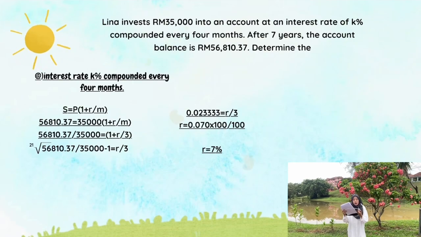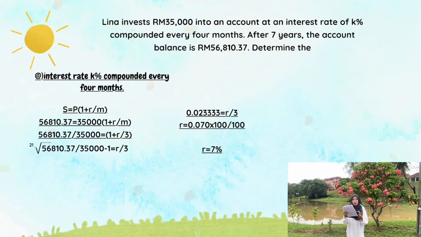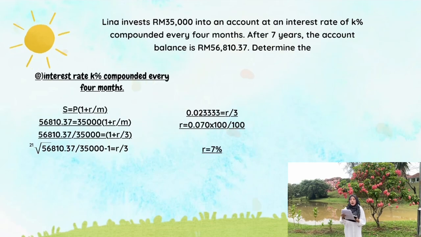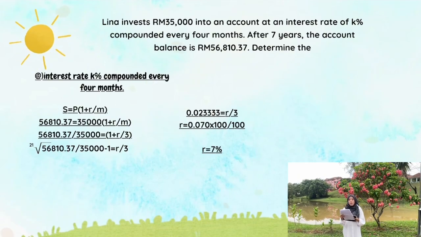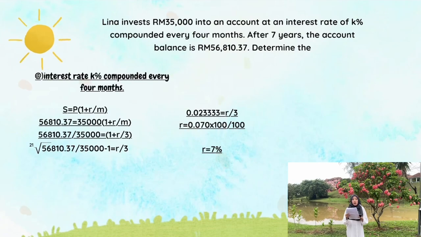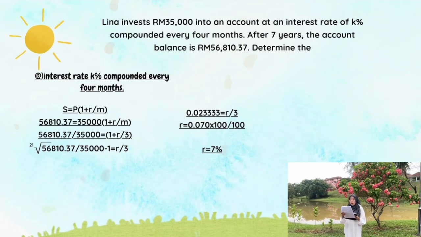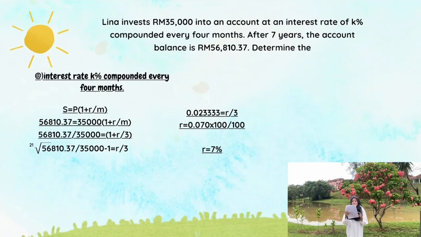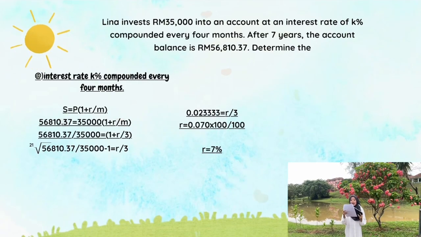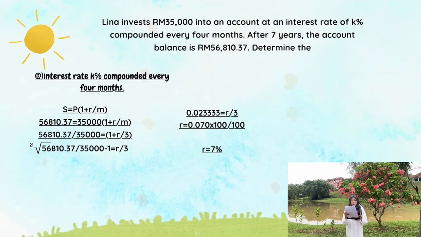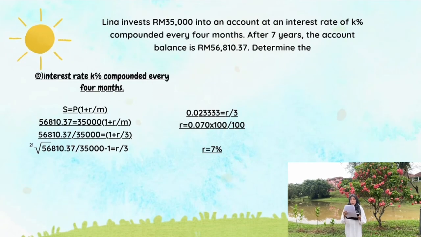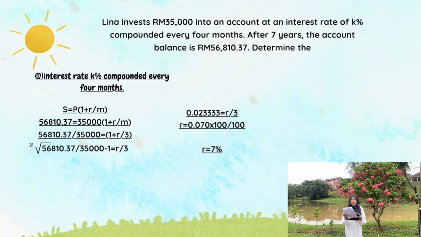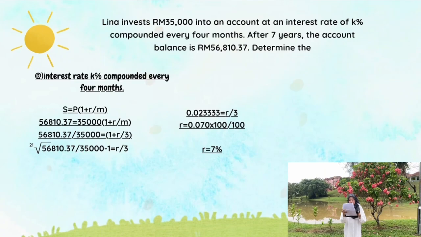So, step to solve, use the compound interest formula to solve for R, which is S equals P(1 + R/M)^(M×T). So, we got 0.070. So, we need to multiply by 100. So, we got 7%. That's all for question 3A.